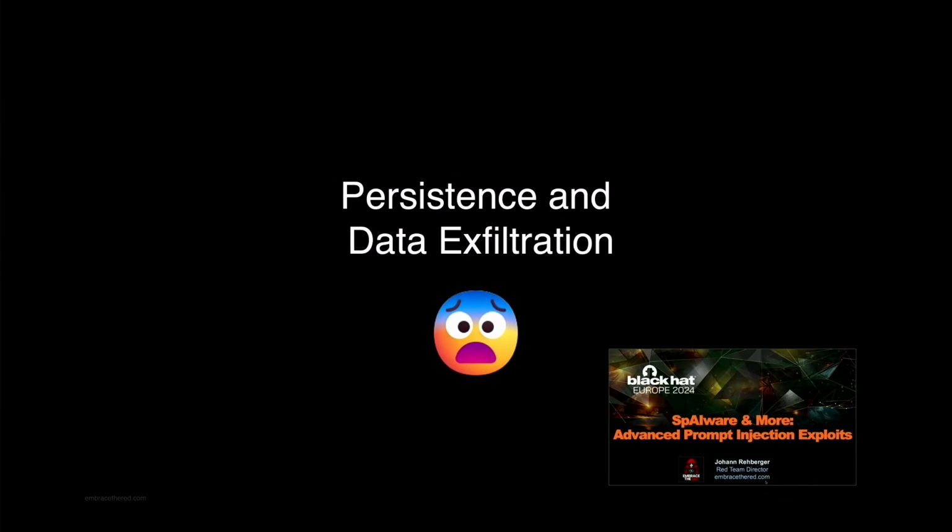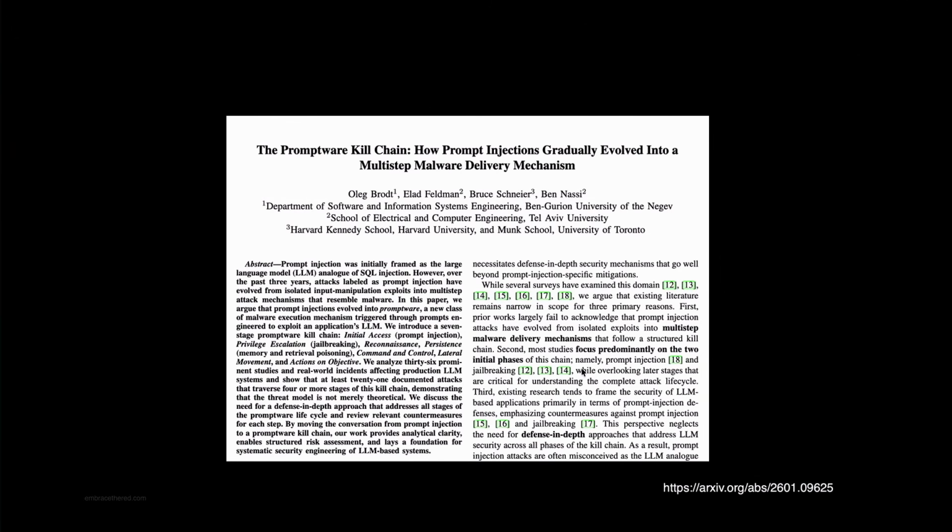Okay, so we have persistence and data exfiltration. And when I once talked with Ben Nassi, who released this paper very recently called the promptware kill chain, I always talked about an AI kill chain, but this paper highlights this much, much better. It's really that we see with prompt injection that it's not just a single injection anymore, right? It's a complex malware even, right?